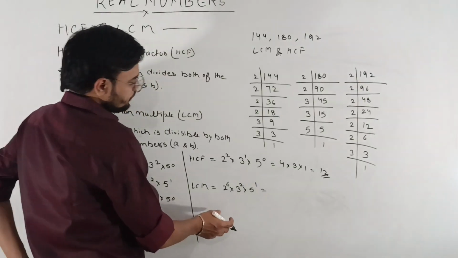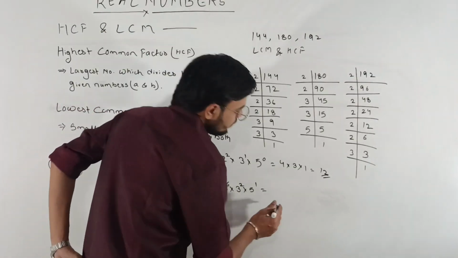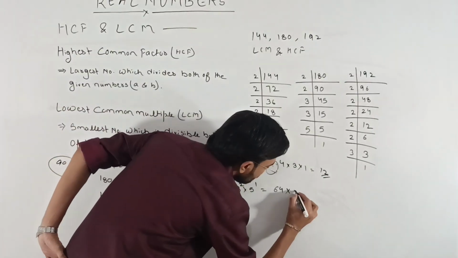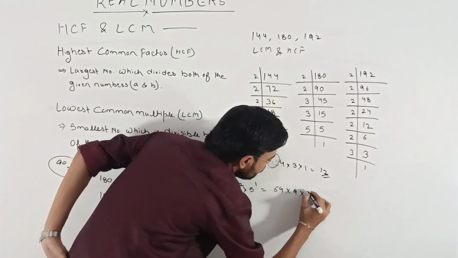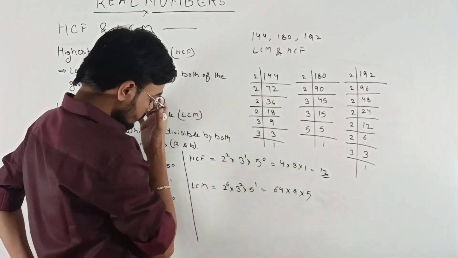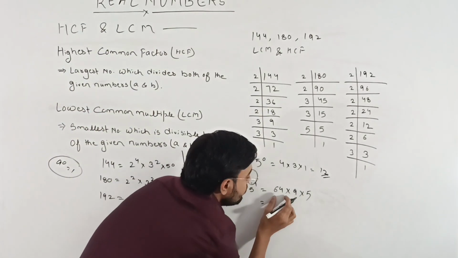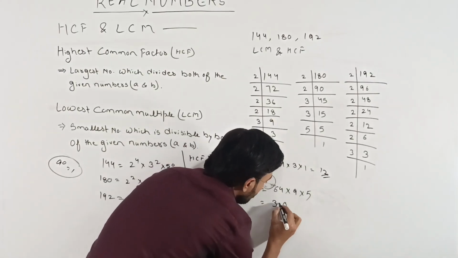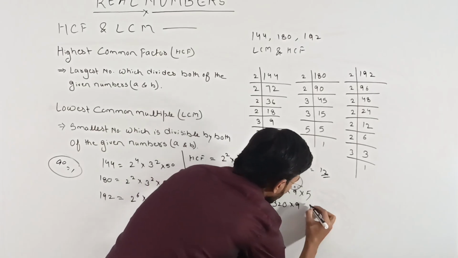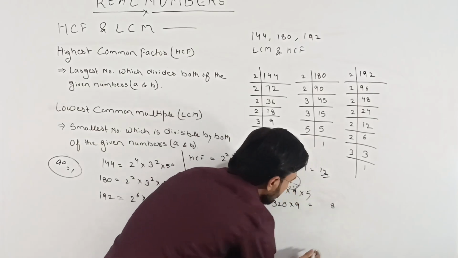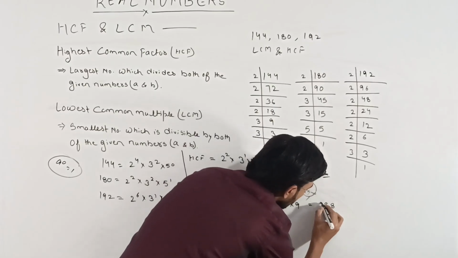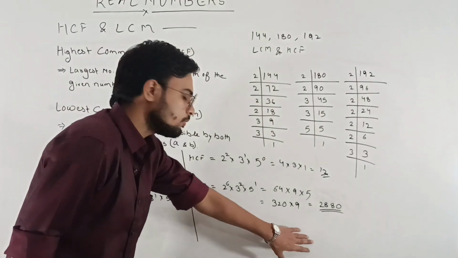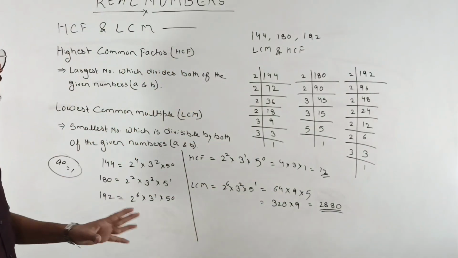Now calculate this. 2 to the power 6 is 64. Now 3 to the power 2 is 9 and 5 to the power 1 is 5. Now multiply this. 64 multiplied by 5: 5 4s are 20, 6 5s are 30 and 2 is 320. 320 into 9, then multiply this: 9 2s are 18, 9 3s are 27, and so on to 2880. Then LCM is 2880. HCF is 12. LCM is 2880.